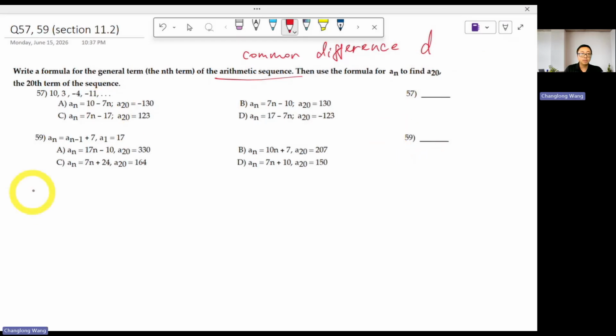Okay. So in 57, the common difference is, again, the difference between two terms, but the order matters when it comes to subtracting them. It's going to be, let's say, the term a sub 2 minus the term a sub 1. That would be 3 minus 10, which is -7.